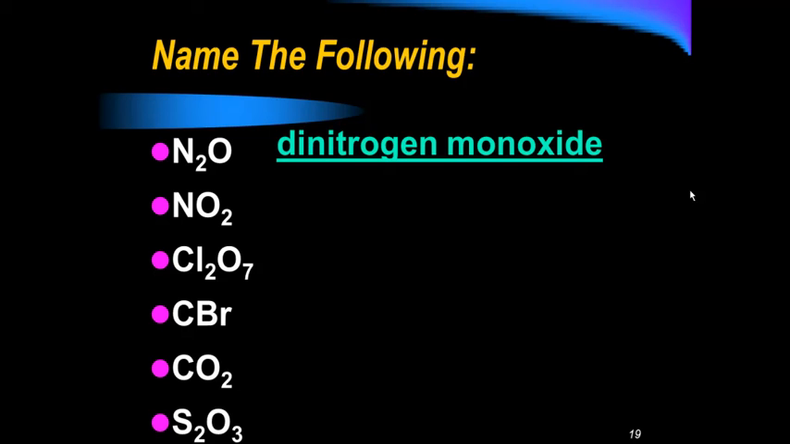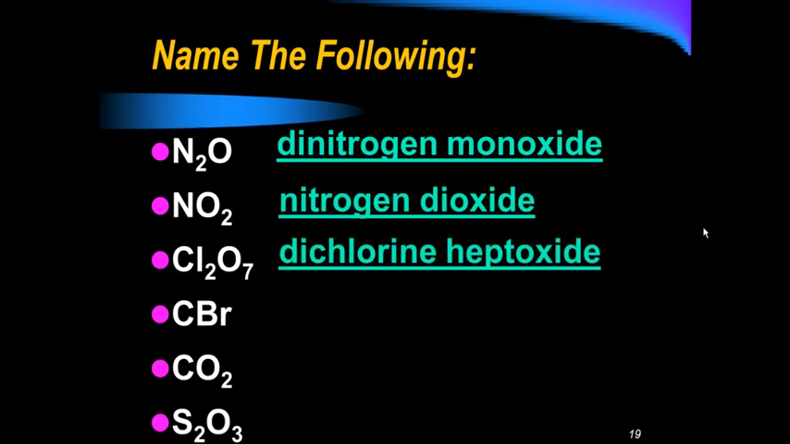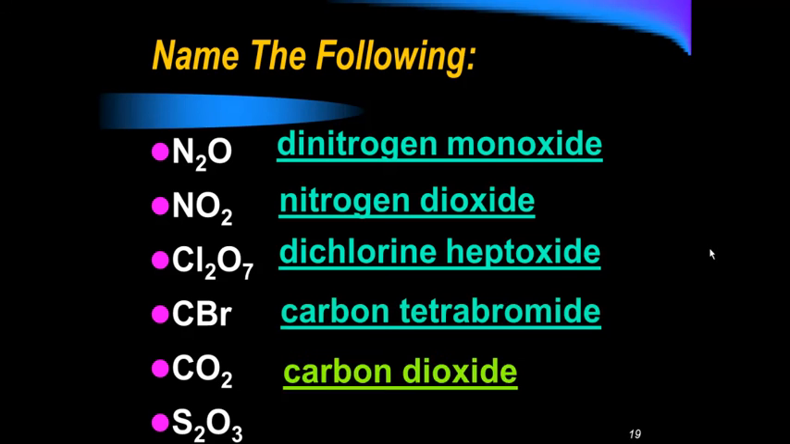Okay, now I'm going to assume either you started it up again or you didn't pause. So let's look at this next one. It's going to be nitrogen dioxide. Again, we don't put mono on that first one. Dichlorine heptoxide, dropped the A on hepta because of the O on oxygen. Carbon tetrabromide, good old carbon dioxide, and disulfur trioxide. See, now we sound like real chemists, don't you?